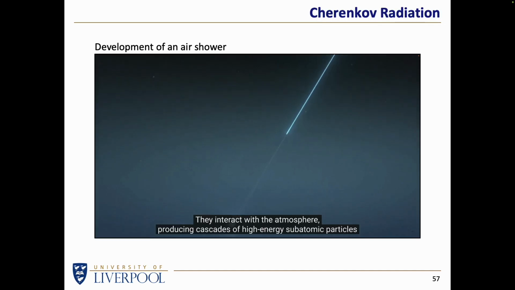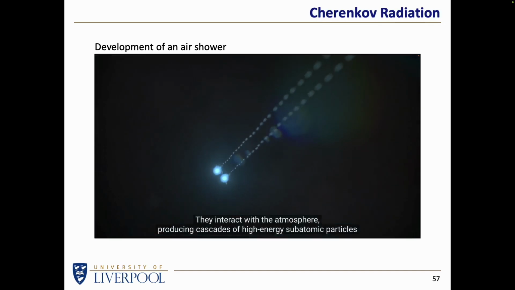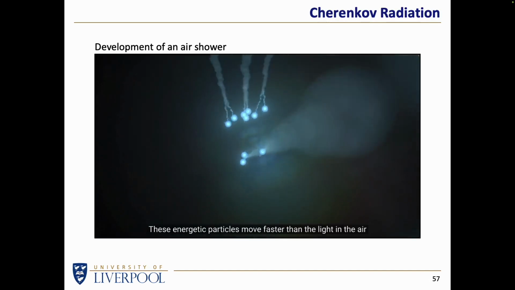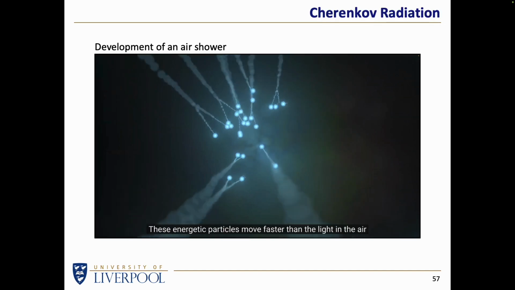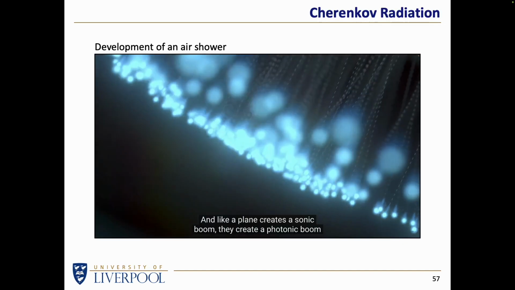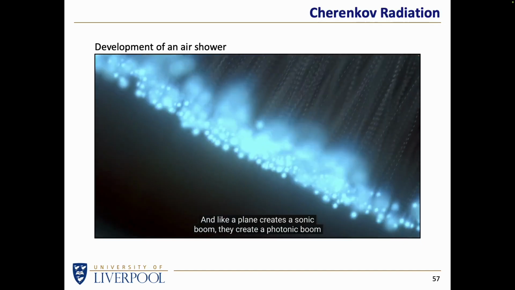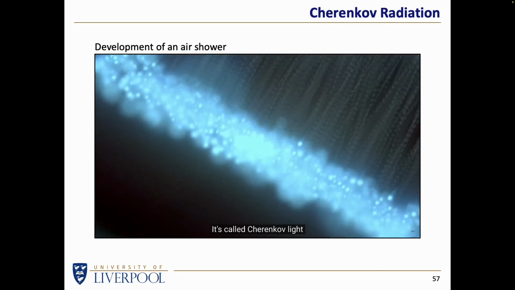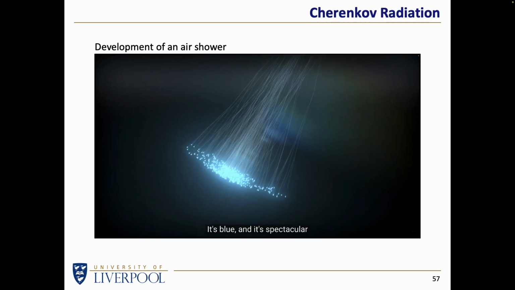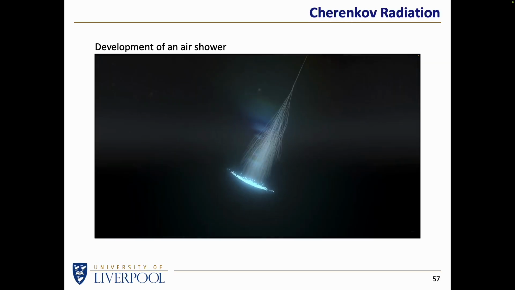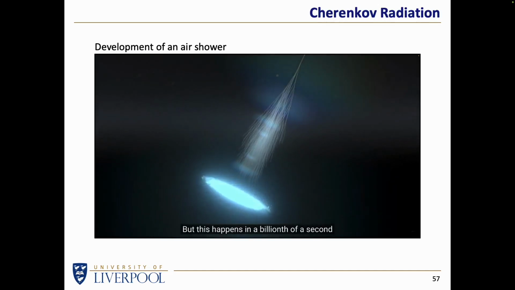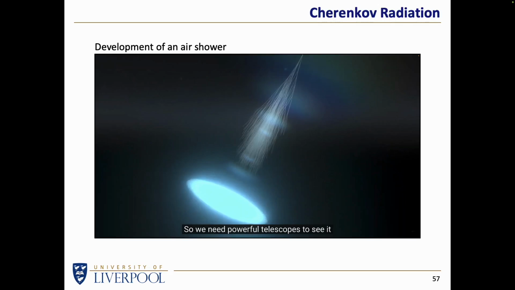If a particle is coming in fast enough, it can produce a shower, a cascade of high energy particles that might be moving faster than light in the air itself, and hence you get a photonic boom as this air shower develops. It's called Cherenkov radiation or Cherenkov light. It's blue and it's spectacular. This is very slowed down. The actual flash happens in about a billionth of a second.